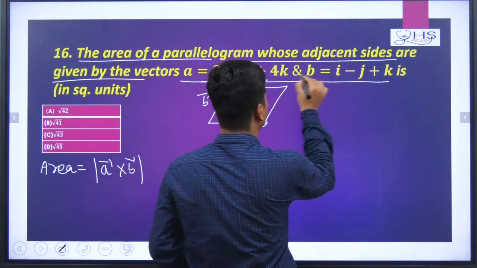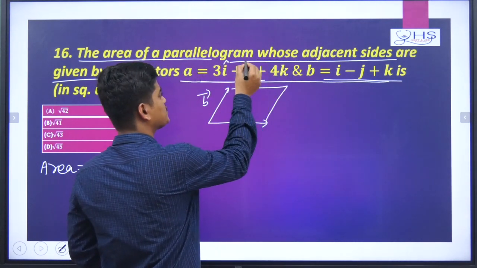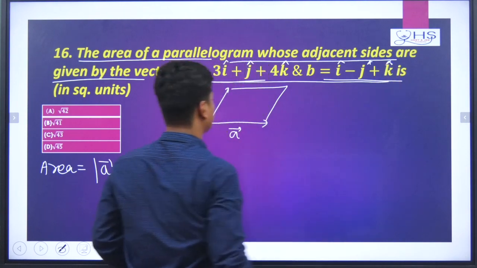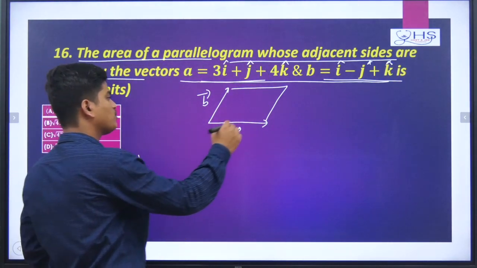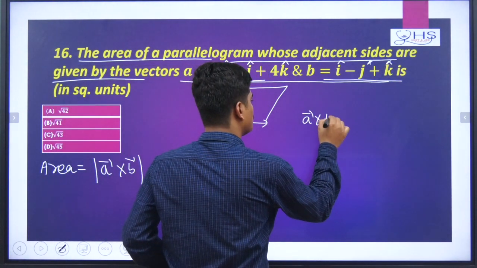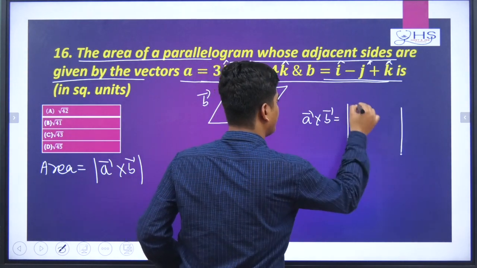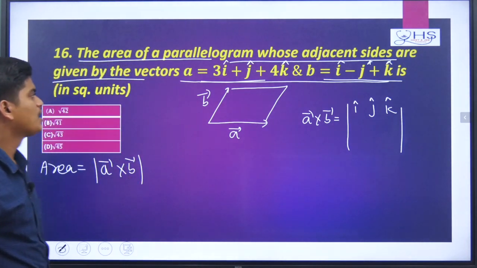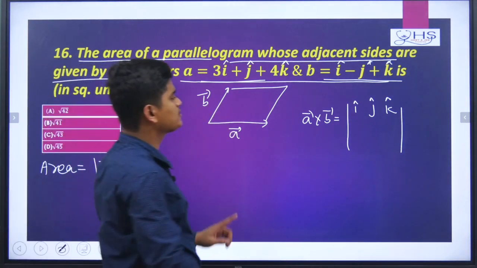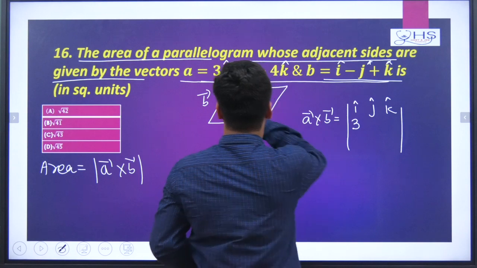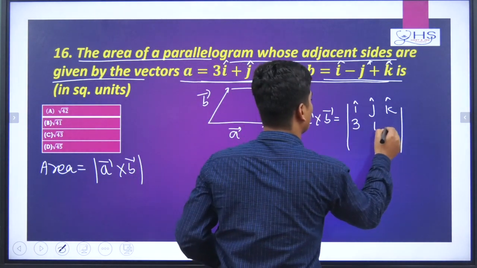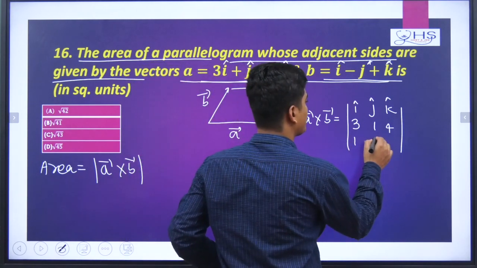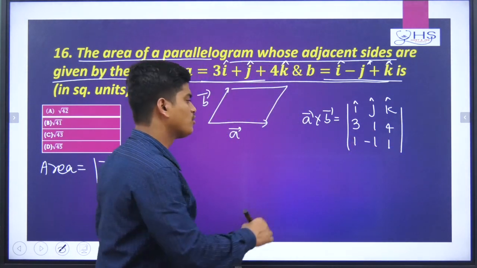Now here A is given, B is given, and these are unit vectors i cap, j cap, k cap. Now here you need to find your A cross B. So let me write here my A cross B. For A cross B I need to find the determinant i, j, k. First is the A vector, so write here the A vector coefficients 3, 1, 4, and next write the B vector coefficients, that is 1, minus 1, 1.